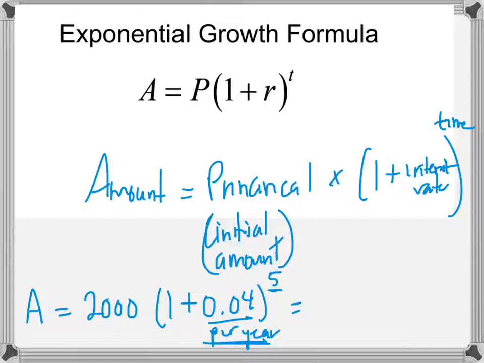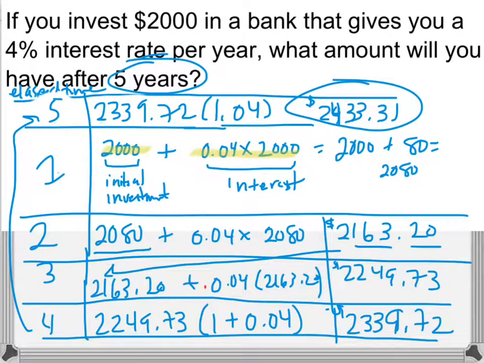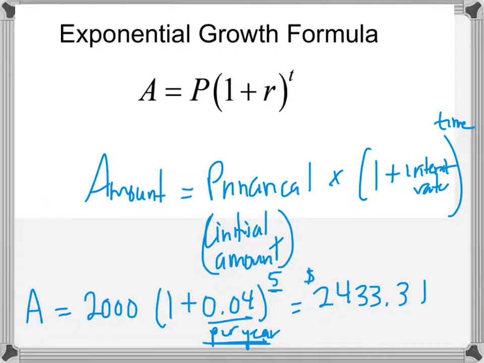Okay, so I'm going to put this in my calculator. I have 2,000 times open parentheses 1.04 close parentheses. I use my caret to put up the exponent to the 5th power, and I would get 2,433.31, and that is exactly what I got before. Okay, this is what I got right here. So you want to make sure to write this formula in your notes and write down everything that the variables mean so that you can use it again and again. We're going to use it tomorrow in class.